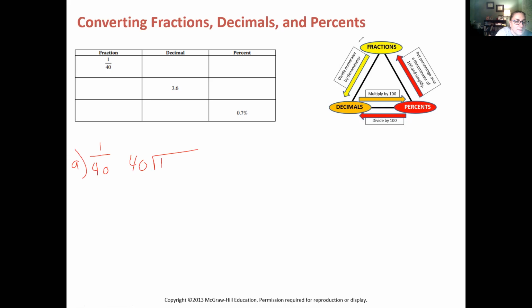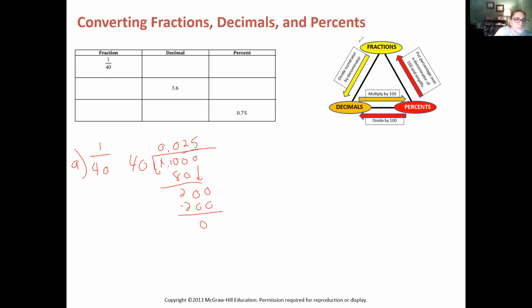I'd go 40, not go into 1. And I would add a 0. It cannot go into 10. I would add another 0. It can go into 100. 2 times. Subtract. Add another 0. So the decimal, that would be 200.